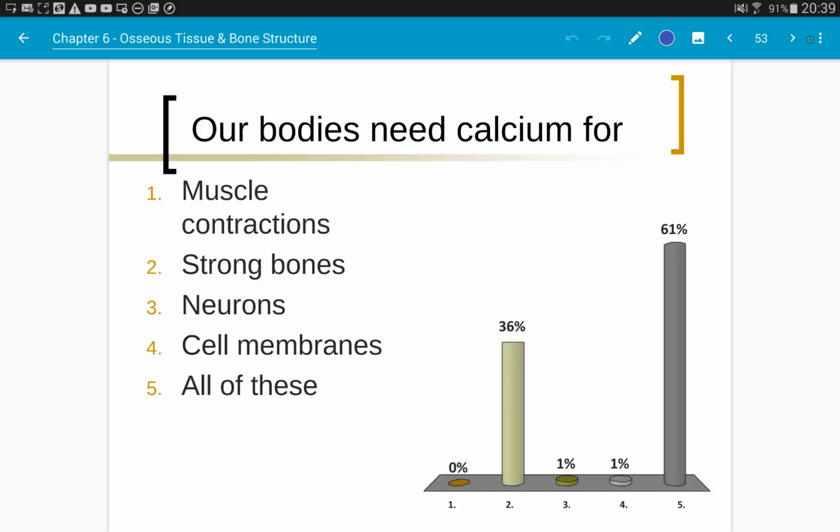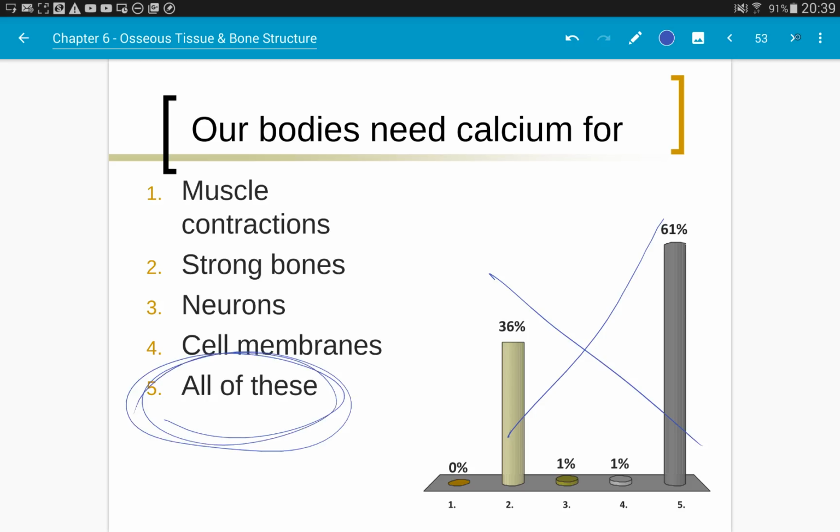Okay, so I'm going to skip these questions. You can look at these and use them as you study, but I'll just read it quickly and I'll just tell you the answer. So our bodies need calcium for all of those functions.